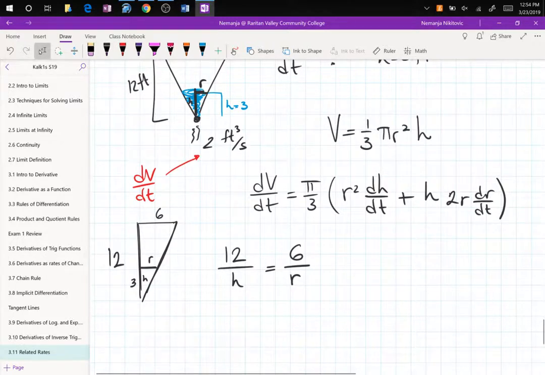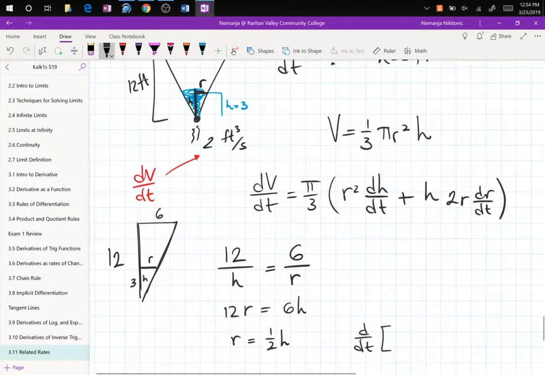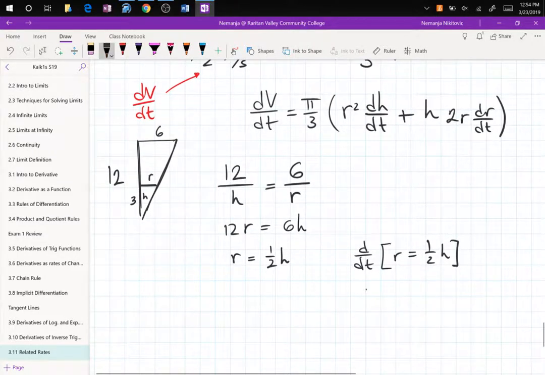When you cross multiply this, you get 12r is equal to 6h. And when you divide by 12 to get r, you get that r is half h. So r is half h. And now we can differentiate that one to get dr dt. See, that's the one we don't need. That it's 1/2 dH dt, and that's the one we do need.